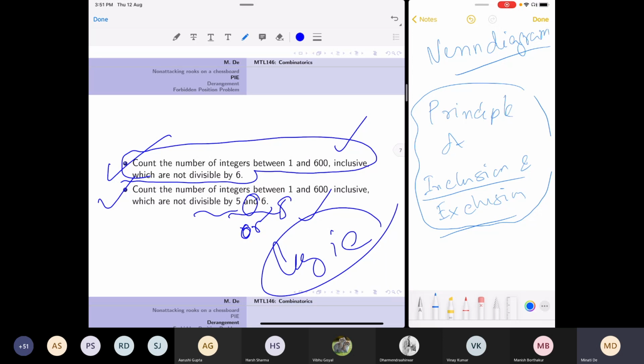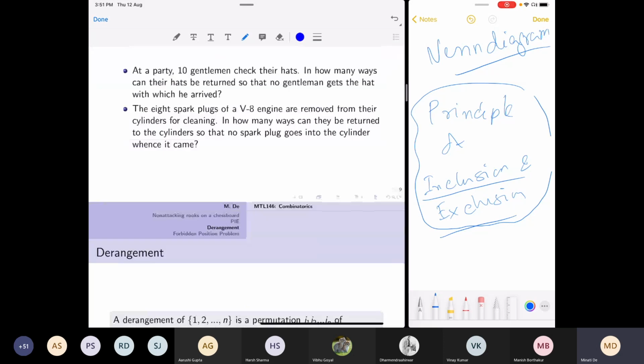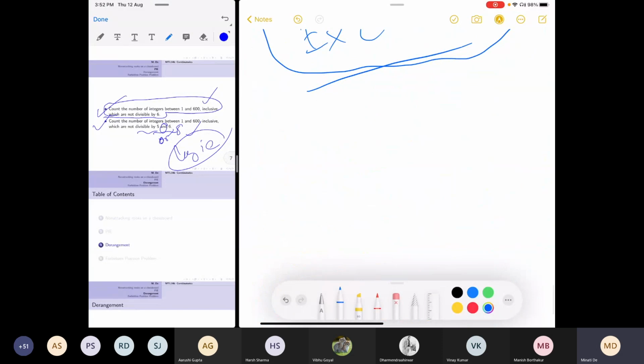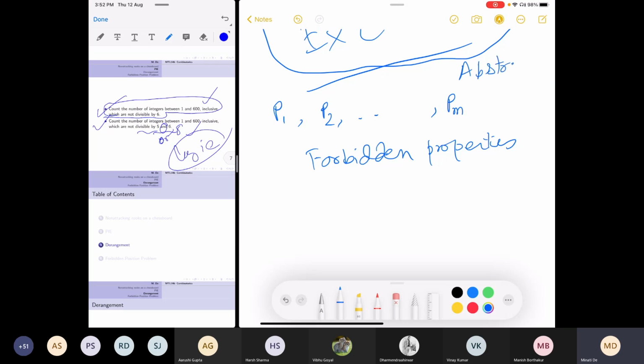So let us generalize this concept and name it the principle of inclusion and exclusion. Let's say I have P1, P2, up to, let's say, M such forbidden properties. These are all forbidden properties. So this is abstracting out. I am just abstracting the thing. This is known as abstraction.